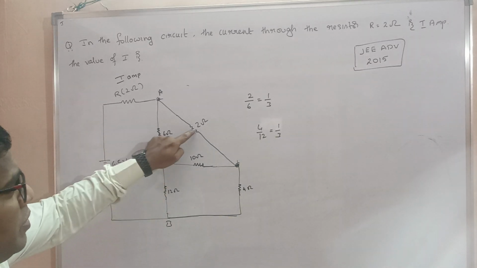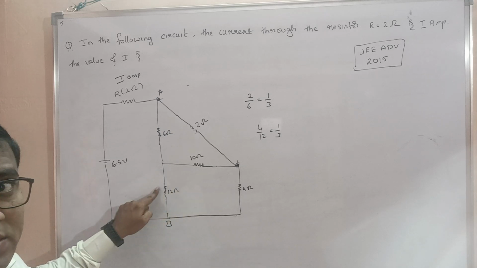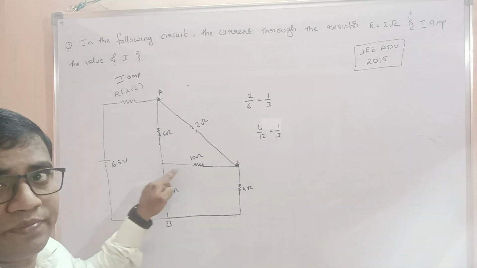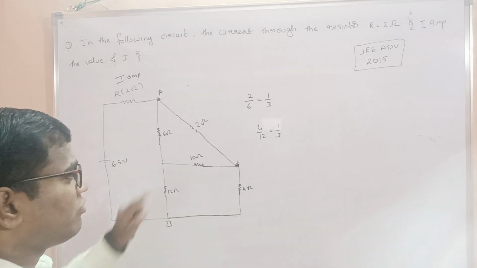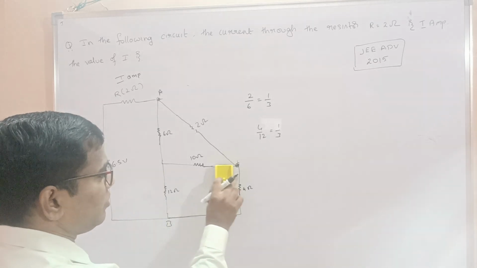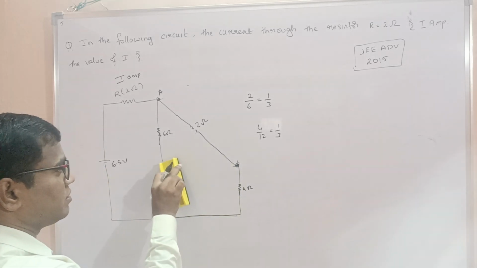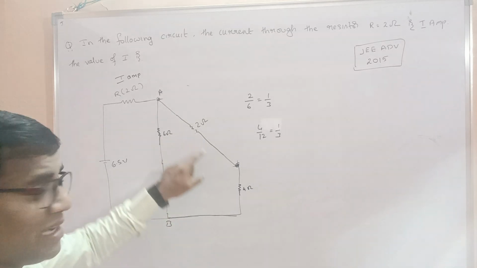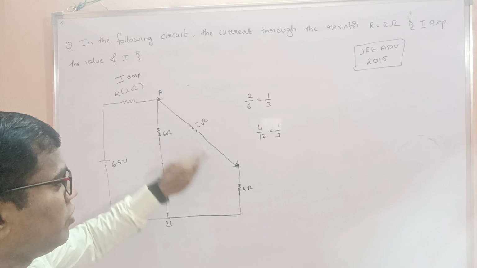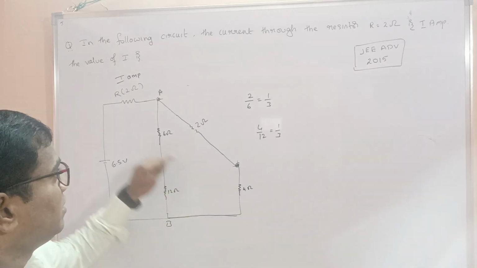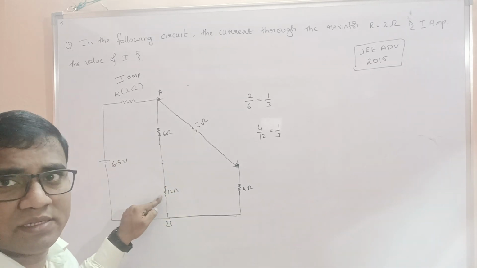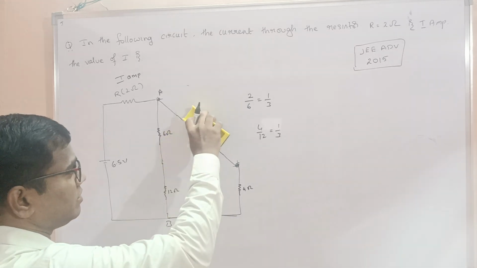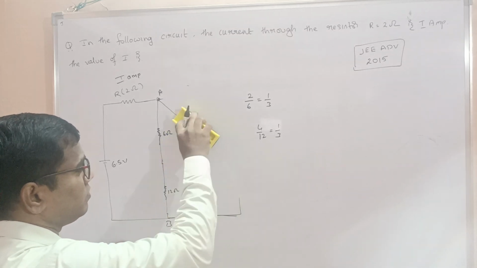Again we know P by Q is equal to R by S, which means there is no flow of current through the 10 ohm resistance. Then I am removing this 10 ohm resistance. If I remove this 10 ohm resistance, you can clearly understand that this 2 ohm and 4 ohm are in series, 6 ohm and 12 ohm are in series. So 2 plus 4 is 6. So I will write the effective resistance is 6 ohm.